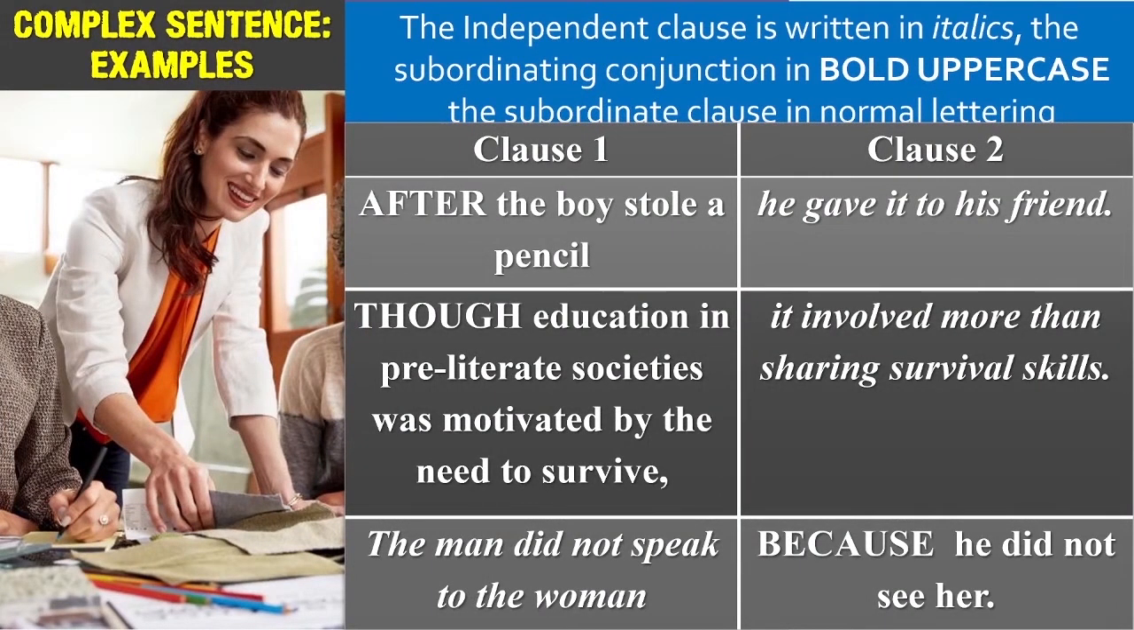Take note of the first clause and the second clause, and take note of how they are represented. The independent clauses are written in italics, while the subordinating conjunctions are written in bold upper case. The subordinate clauses are written in normal lettering. After the boy stole a pencil, he gave it to his friend. The second clause is the main clause, while the first clause is the subordinate clause. After is the subordinating conjunction.